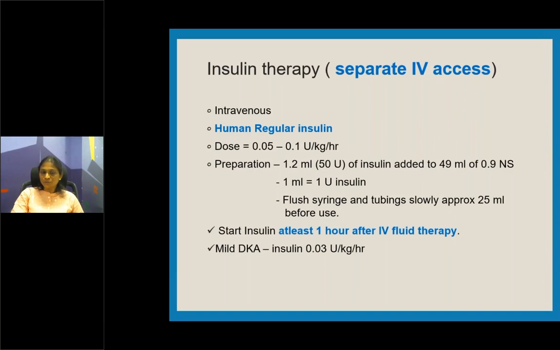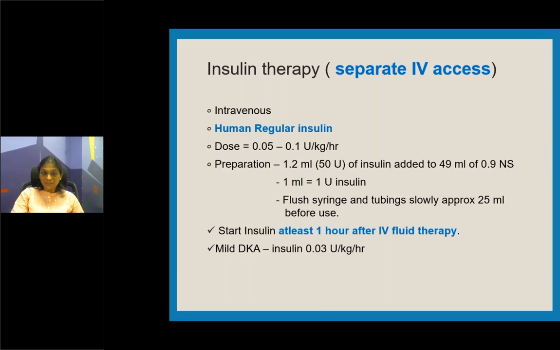Studies have also shown that there is no difference in the rate of fall of glucose or the reversal or restoration of control of ketoacidosis. But they found that with 0.05 units per kg per hour infusion, the rates of hypoglycemia are much better. So we also stick to this 0.05 units per kg per hour of insulin in our place.